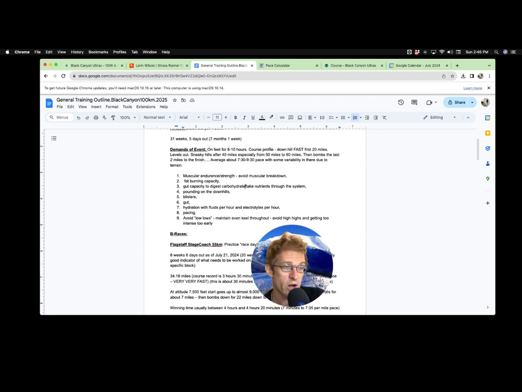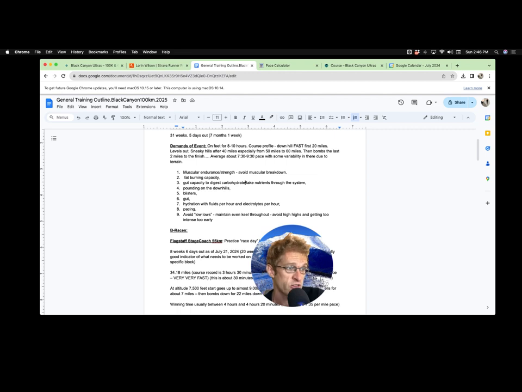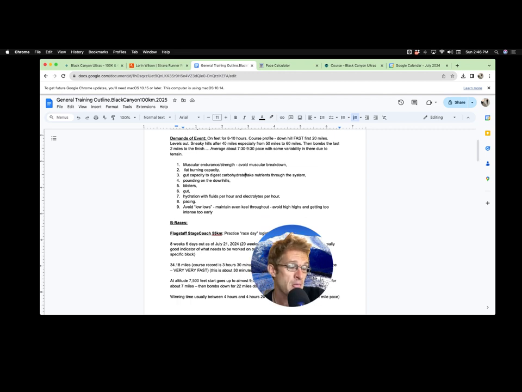But really what I need to hit over the next 7 months is muscular endurance strength, fat burning capacity, and gut capacity to digest carbohydrate, to take nutrients in through the system. The pounding on the downhills, like I was saying, my quads and my ankles, avoiding blisters, training the gut, hydration with fluids per hour and electrolytes per hour, and pacing, so not getting too excited, not going too fast when you're feeling good.